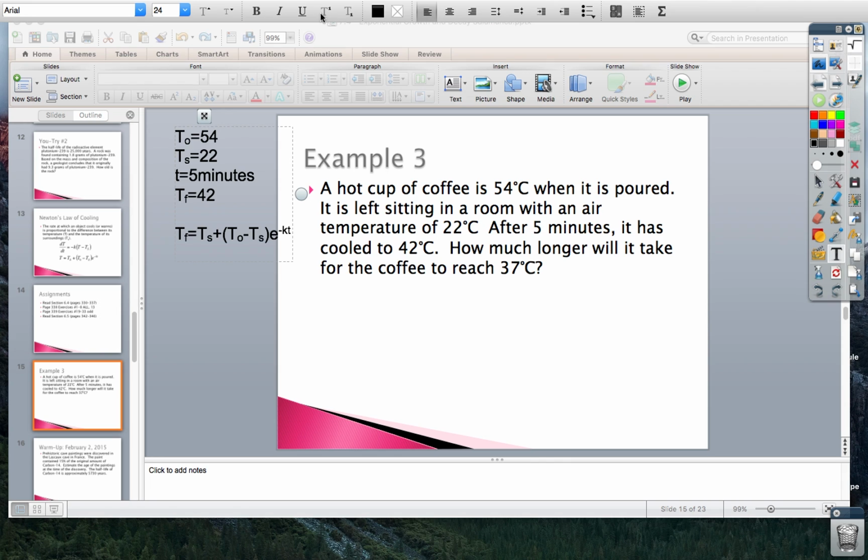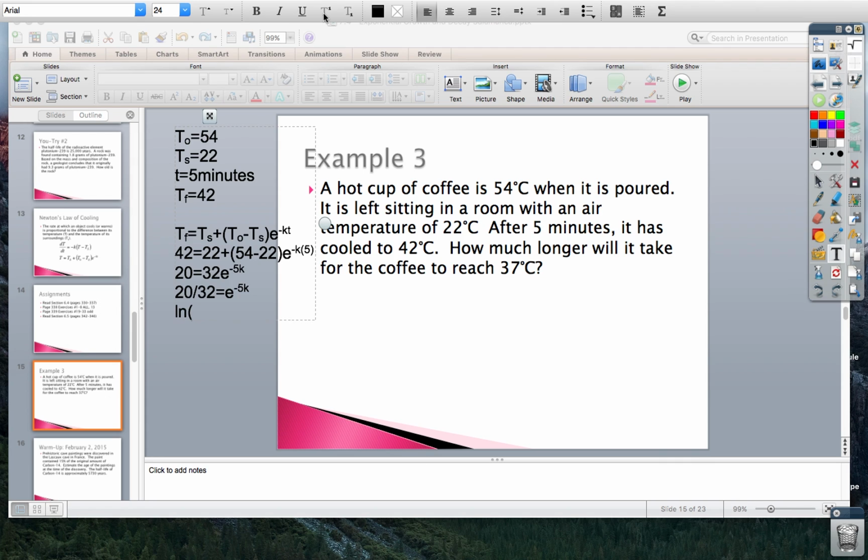So we know what the final is. The final is 42. We know the surrounding is 22. We know that it started at 54 and its surrounding is 22 times e to the negative k times 5, because it was 5 minutes. Doing some math, we subtract 22 to both sides, we get 20 equals 32 e to the negative 5k. We're going to divide by 32 to both sides. So e to the negative 5k.